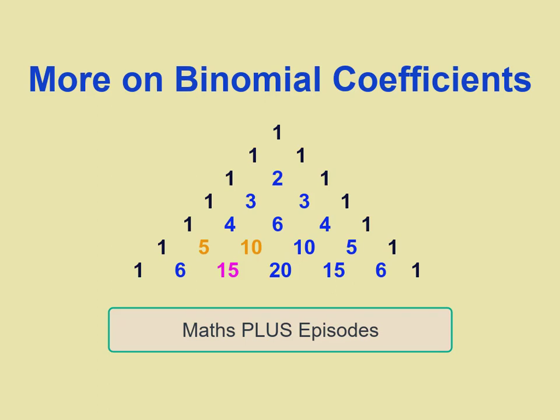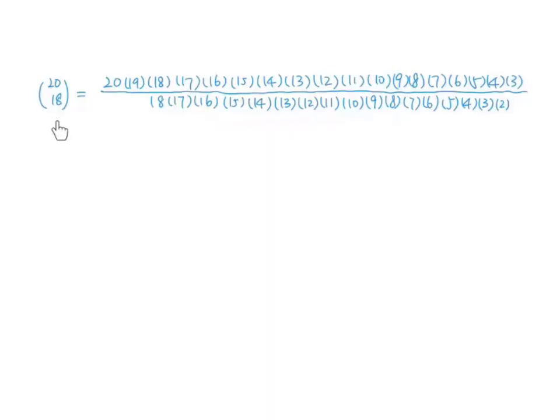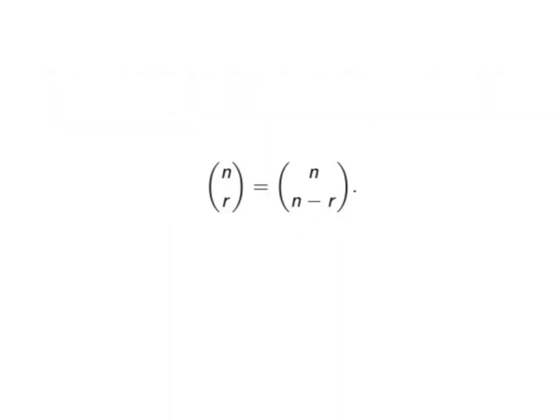In this video, we shall know the properties of binomial coefficients and its relationship with the Pascal's triangle. It is very troublesome to calculate 20 choose 18 using this formula. But we have another formula that provides us convenience with it. It is n choose r equals n choose n minus r.